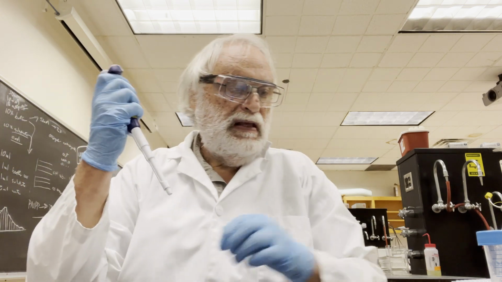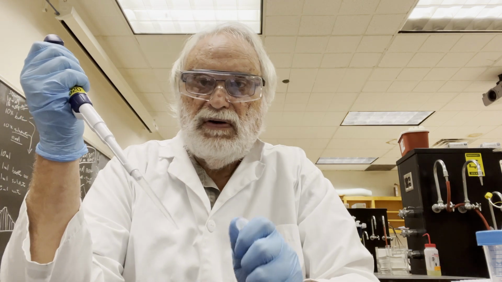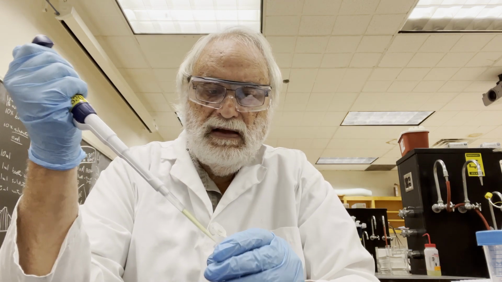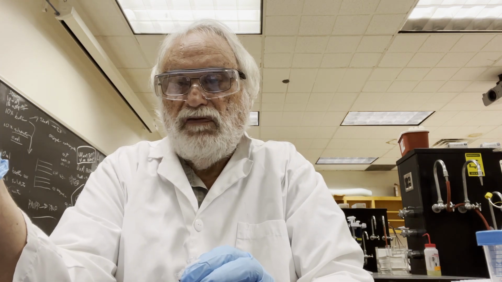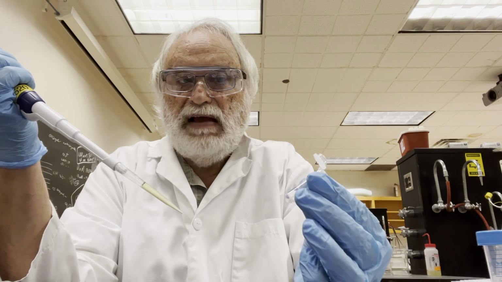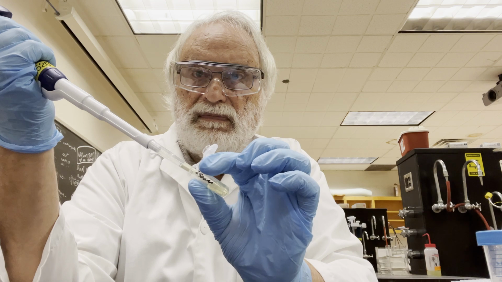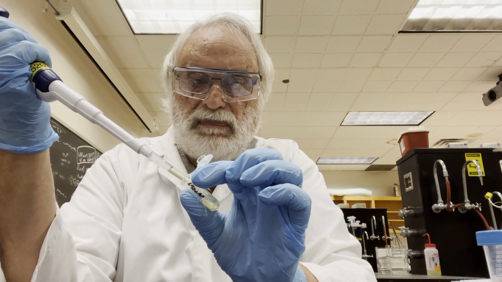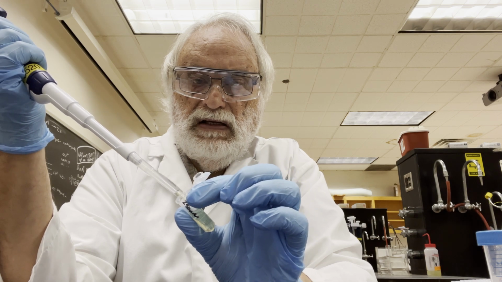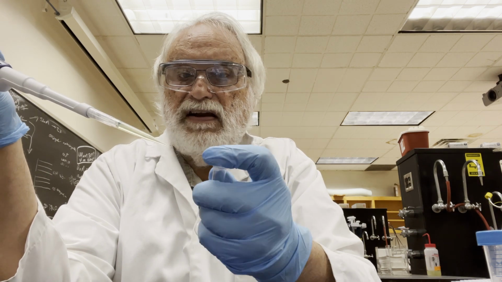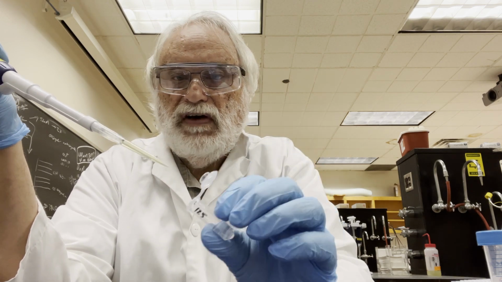The next step is to go ahead and do our serial dilutions. From there, I will take 700 microliters of this solution. That's 500 micromolar, or 0.5 millimolar, and I will add it to the tube that I have labeled 250. I will mix it by pipetting up and down. I will take 700 microliters out of this tube, close it, and I will add it to the tube labeled 125.